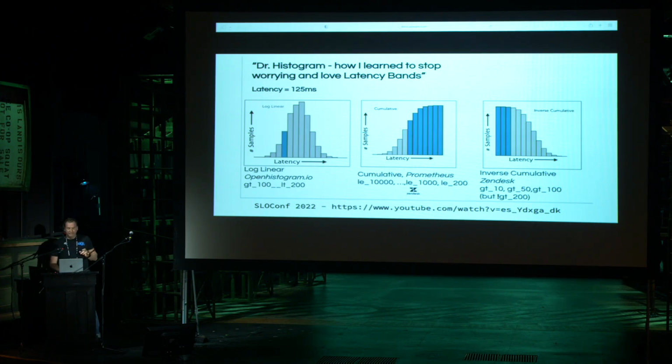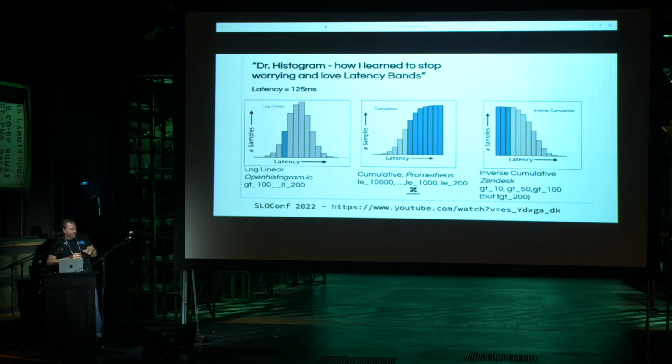The first on the left is the open histogram log linear format developed by Circonus, where a latency measurement is slotted into one bin, sometimes called a bucket. The middle image, some folks might be familiar with, is the Prometheus cumulative histogram, which, if I've got a latency of 125 milliseconds, is going to record an entry for each of those buckets, moving down towards 0. And the third is something I developed at Zendesk called an inverse cumulative histogram, which is an opposite approach to the cumulative histogram. You can implement any of these with most monitoring and observability tooling.